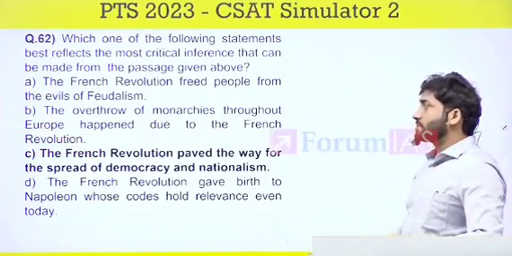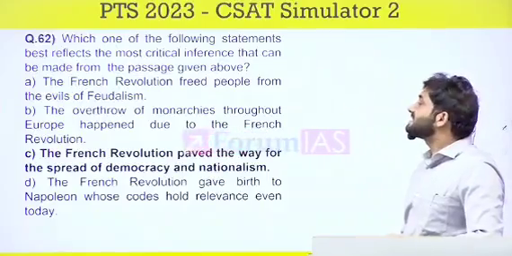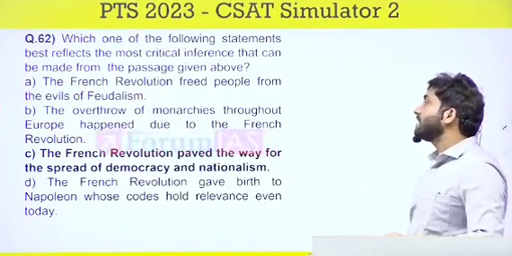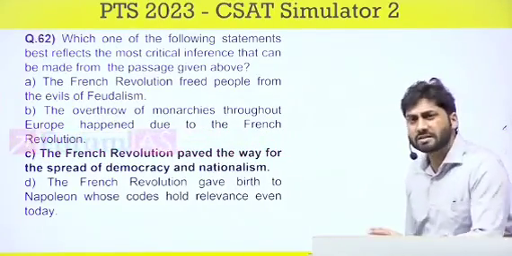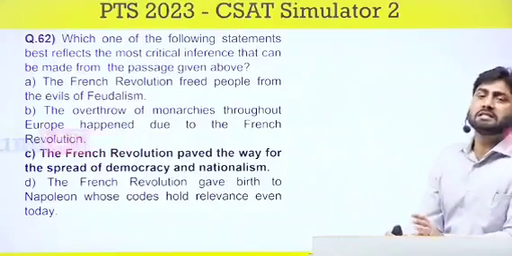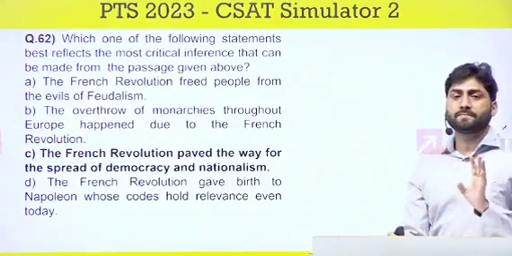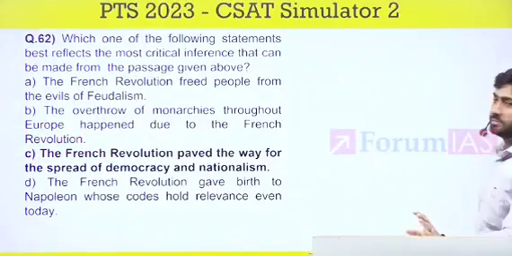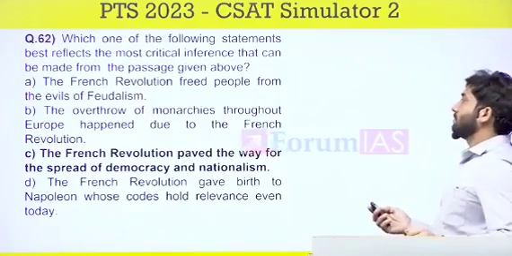Of all these four options, the best supported inference is option C. The French Revolution paved the way for the spread of democracy and nationalism, because there's a lot of information mentioned in the passage which supports this inference. So you'll go for this one. I hope that makes sense to everybody. Now, next.